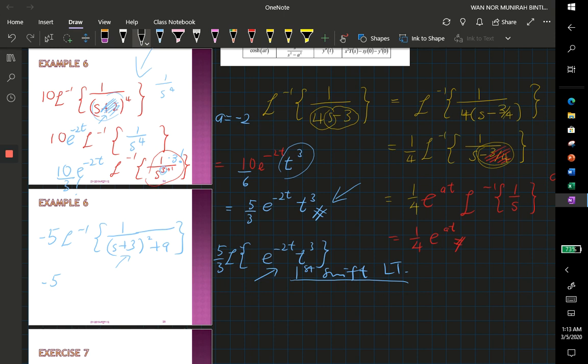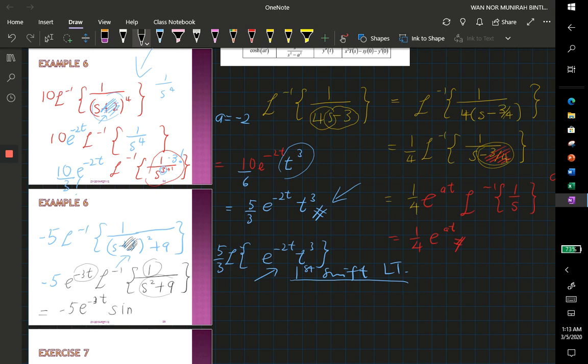What is your a? You have s plus 3. It means that your a is negative 3. Okay, so you have e^(-3t). So we need to erase our a. What's left? Only the Laplace inverse of 1 over s squared plus 9. Okay, by now you should be able to guess your solution. You have s squared plus 9. We might have either cos at or sin at, but here you have a constant only, so you must get the solution of sin at.